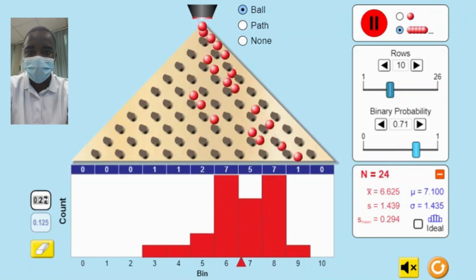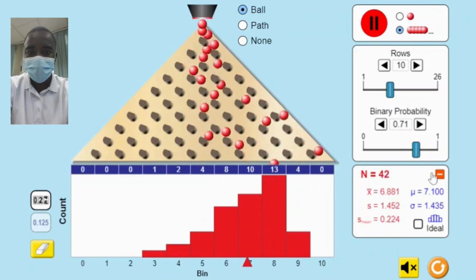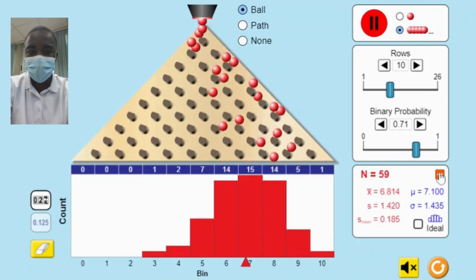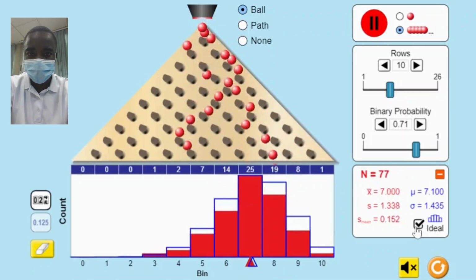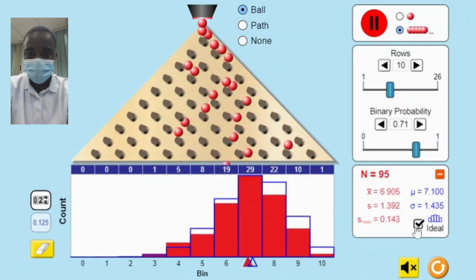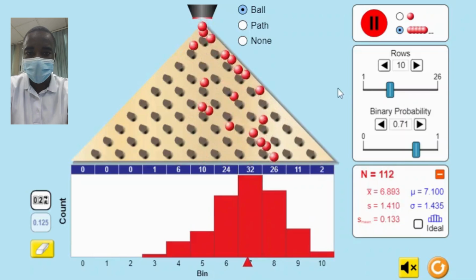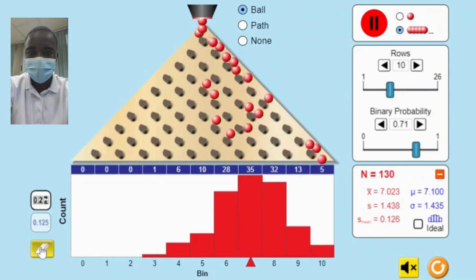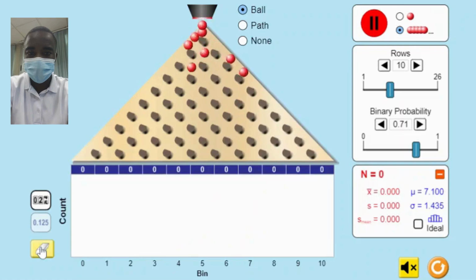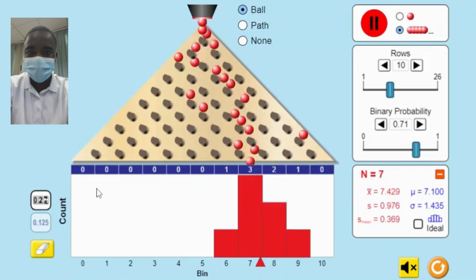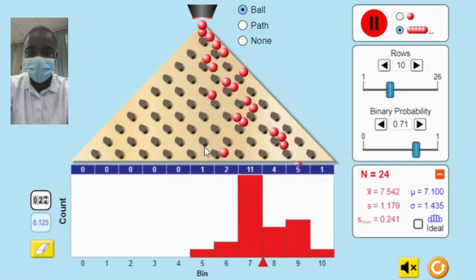The path of a ball through the pegs can be modeled as a series of binary decisions, left or right. Each peg represents a decision point, and the path of the ball can be represented as a binary sequence. This allows students to explore the concept of binary probability and understand how it relates to the distribution of outcomes.